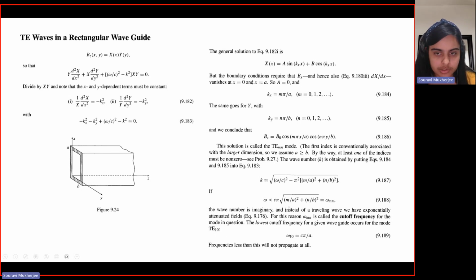So if you put TE10, this is what you get. Here a corresponds to the larger dimension of your waveguide. Okay. This is the expression for the lowest cutoff frequency. While this is the expression in general for any particular mode, this would be the cutoff frequency expression.